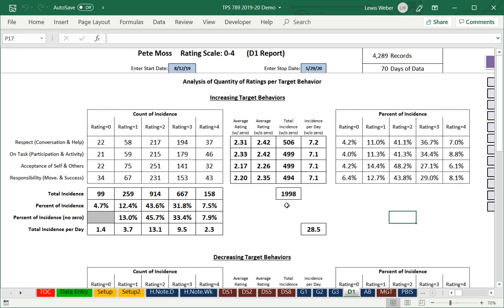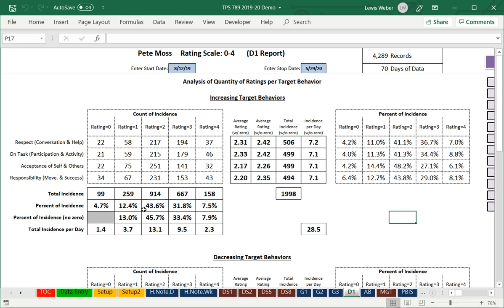A couple of other boxes to take a look at. Here is a total of the incidences when a non-zero value was recorded. Sometimes that is a useful number. Here is the incidence per day. That's probably not the most important number here for increasing targets, but we'll cover it again for decreasing targets. And we can also look at the numbers as columns, total incidence across target behaviors. So across these target behaviors, Pete earned 99 zeros, 259 ones, 914 twos, etc.